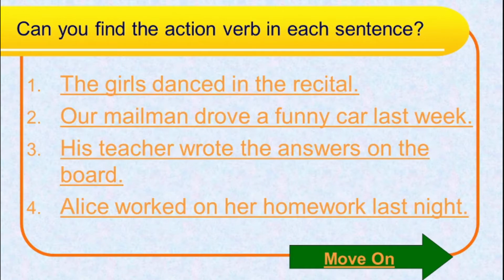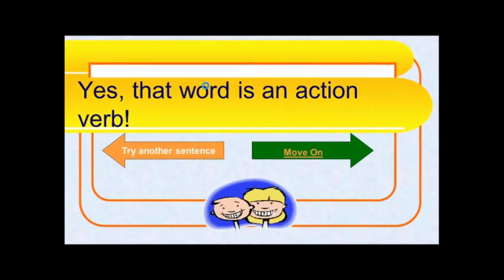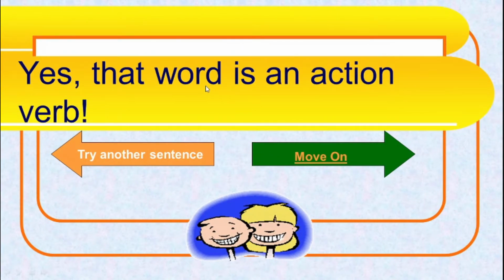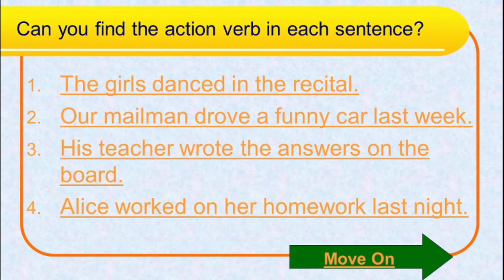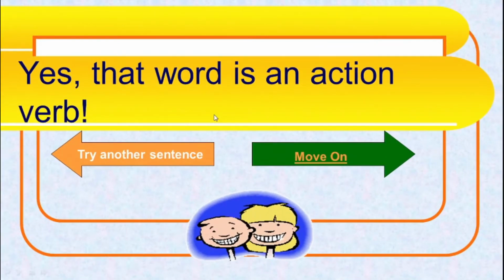Let's try it. Number 1. The girls dance in the recital. The verb used is dance. Yes, that word is an action verb. Number 2. Our mailman drove a funny car last week. The action verb is drove. Yes, that word is an action verb.